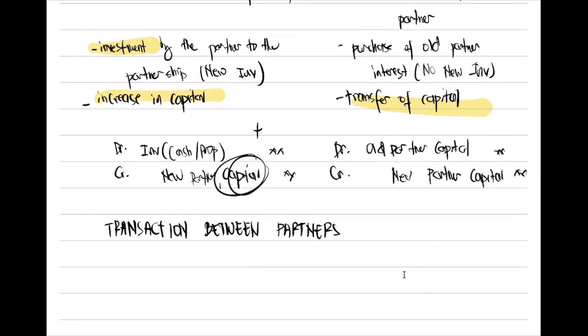So how do we account for transactions between partners? We call this one purchase of interest. This is considered a personal transaction between the new partner and the old partner. So there will be no increase in your partnership assets because it will only be considered as a transfer of capital. We will only transfer from one partner to another partner.